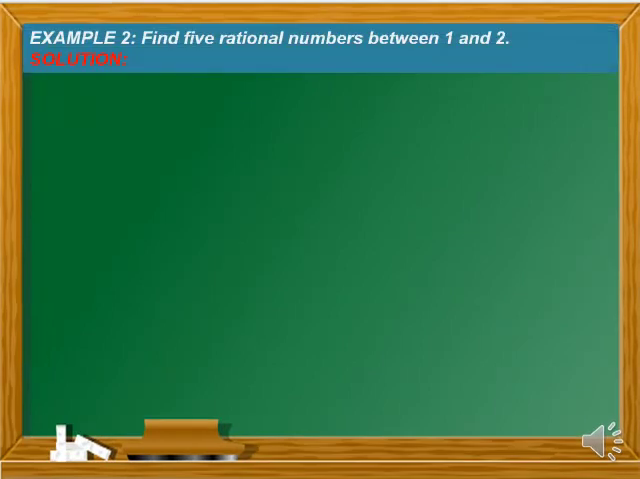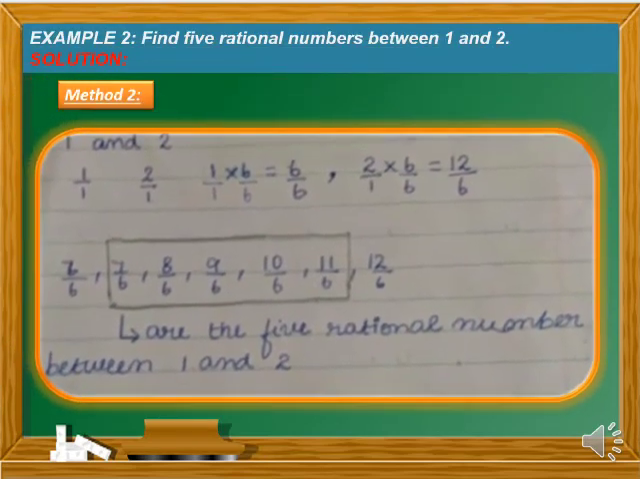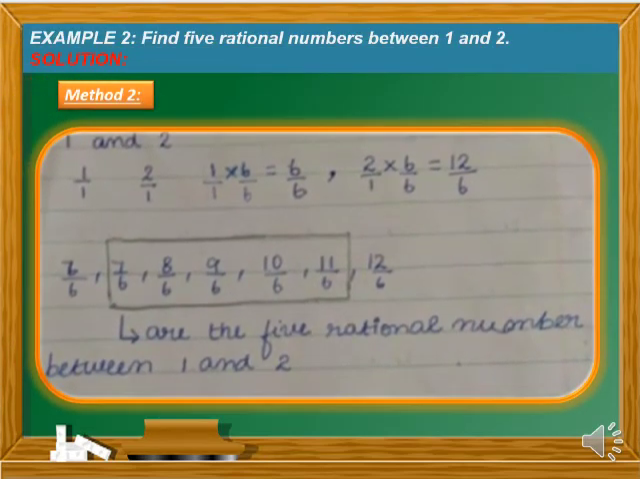Find 5 rational numbers between 1 and 2. So they have given 5 rational numbers to find, and I have given only 3 rational numbers. So you can put the rest 2, that is in the method 1, in the comment box, and I will upload the answers in the next video. Method 2 is going to be very simple.